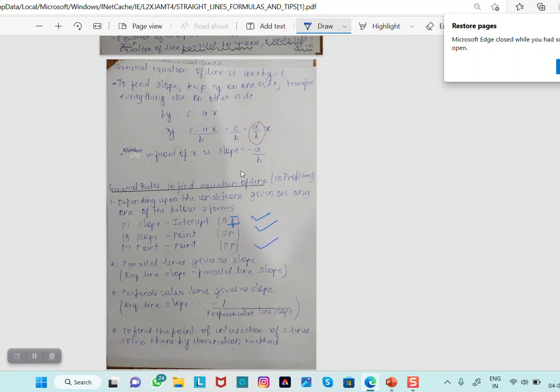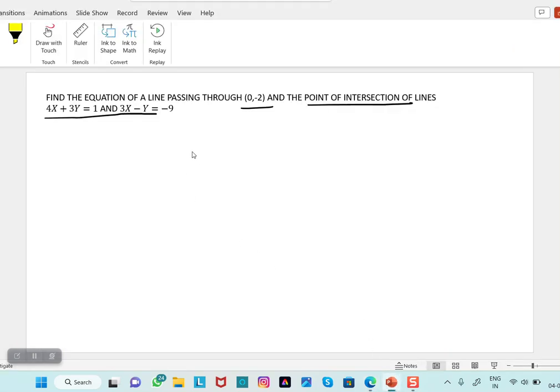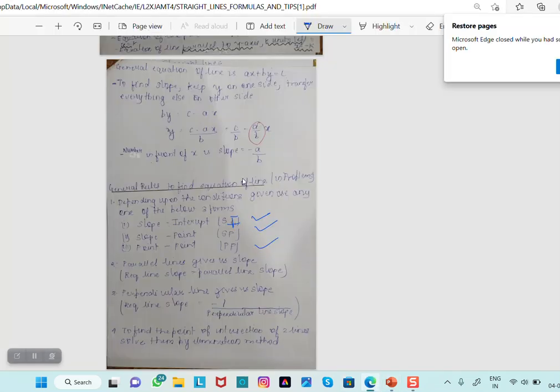Depending upon what is given in the question, we have to use one of these forms. In the question given to us, we are given a point, and this is also a point of intersection. So we are given points, so we will use the two point form. That is this form, the third one.